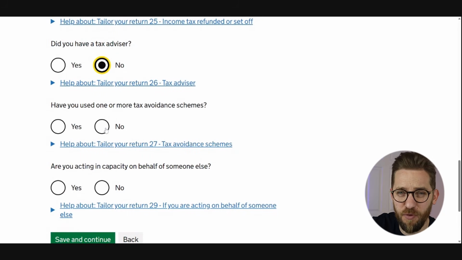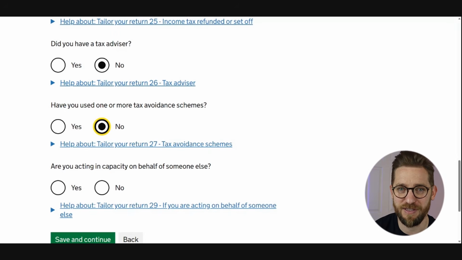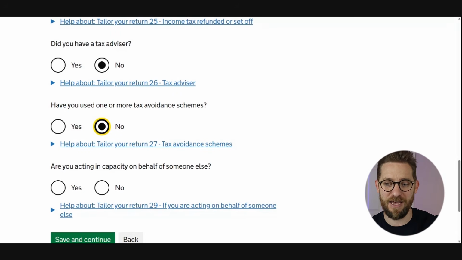Have you used a tax avoidance scheme? I would hope not if you're completing your own tax return, but the funny thing with tax avoidance schemes is they all have a reference number. HMRC actually know about most of them, and you're obliged to declare them to HMRC anyway. So it's almost rubbing it in their face. You kind of have to tell them, hey, this is how I avoided tax from you.